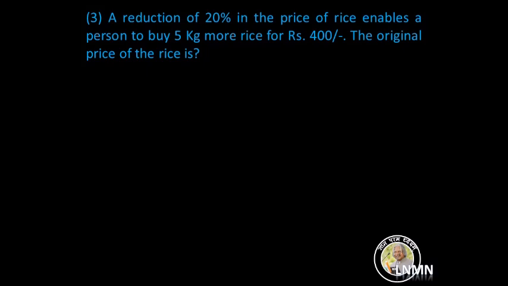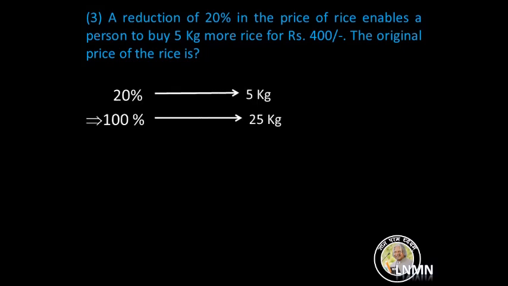Here in this question they are saying I am getting 5 kg more. When there is a 20% decrease, I am getting 5 kg more rice. If there was a 100% decrease, I would have got 25 kg, because I am multiplying by 5 on both sides. Okay, so 25 kg by 100% means the new value of rice is 25 kg for 400 rupees.